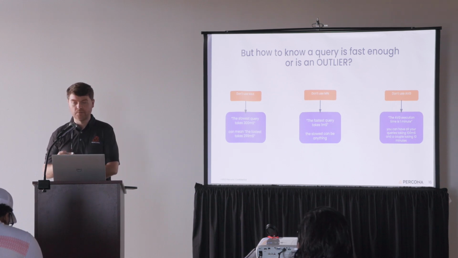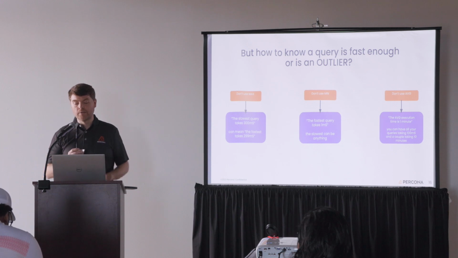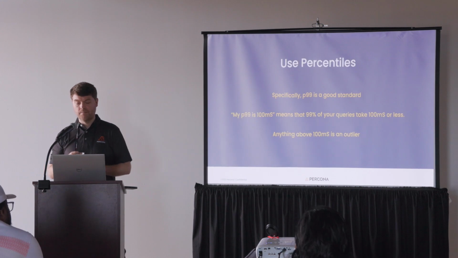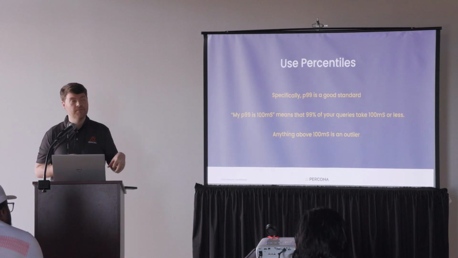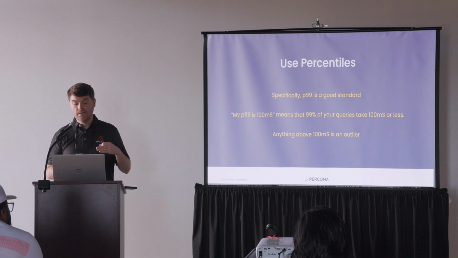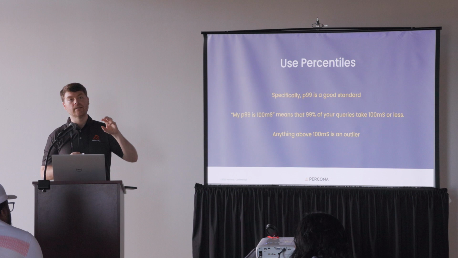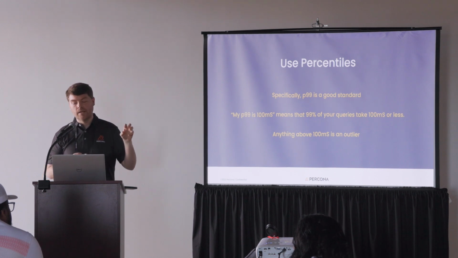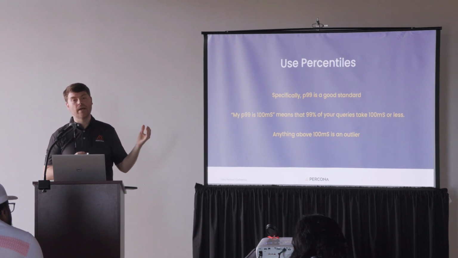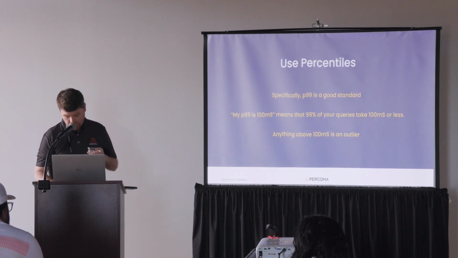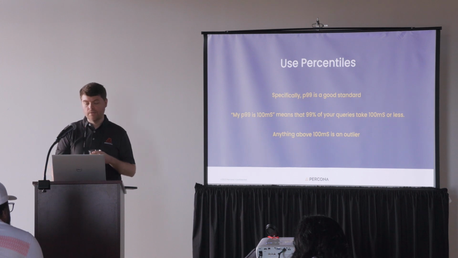So what's the answer? What's the right way to be determining whether you have slow queries or not? At Percona, we like to use percentiles, and specifically, P99 is a good standard. What that means is that 99% of your queries are taking less than that amount of time to run. So you know that anything outside of that will be considered an outlier. I'll show you within Query Analytics and PMM how you can look at that for different query fingerprints. So we're going to give you the tools you need to use that metric.